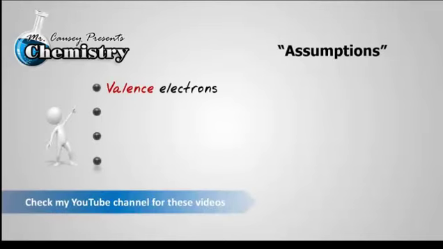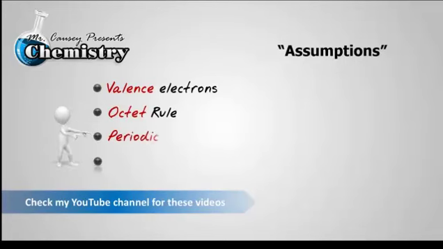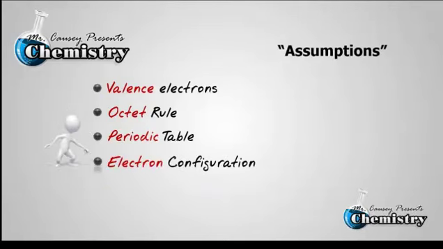Some assumptions I'm going to make. I'm going to assume that you know what valence electrons are. I'm going to assume that you know the octet rule, the periodic table, and electron configuration or orbital notation. If you don't know these, you can go to my YouTube channel and find videos on all of these topics. All right, let's get started.